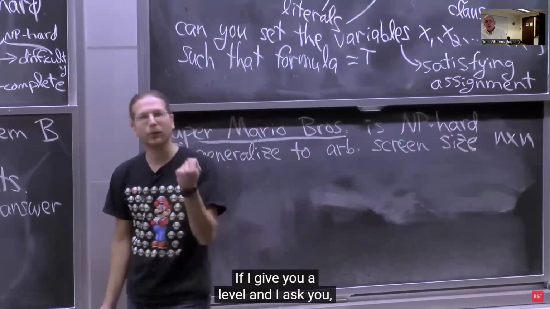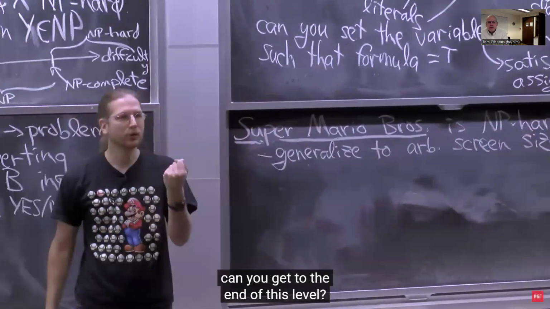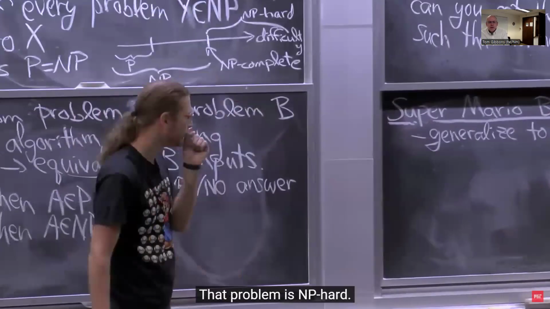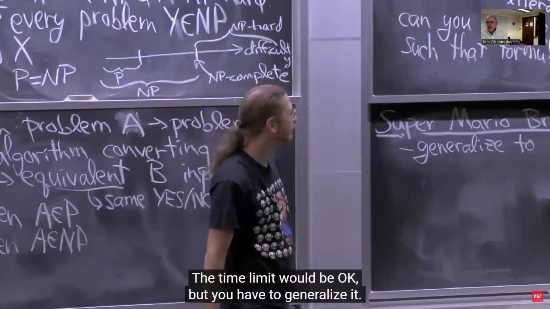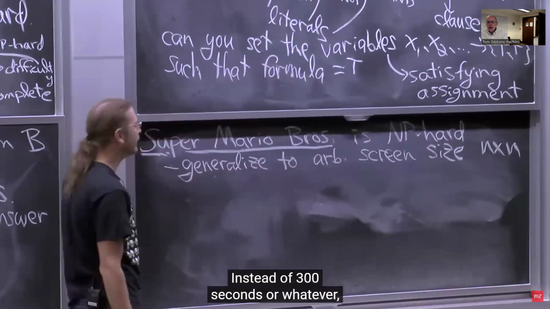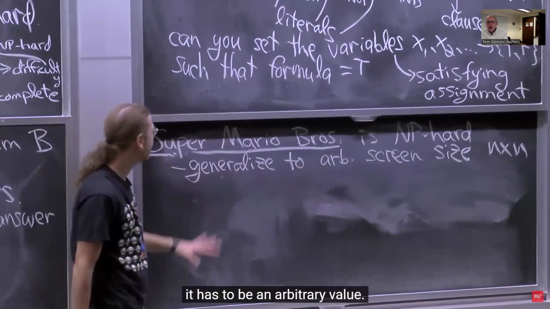If I give you a level and I ask you, can you get to the end of this level? That problem is NP-hard. Okay, also no time limit. Although a time limit would be okay, but you have to generalize it instead of 300 seconds or whatever. It has to be an arbitrary value.